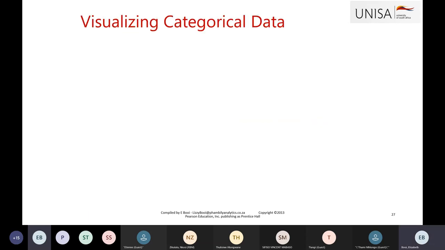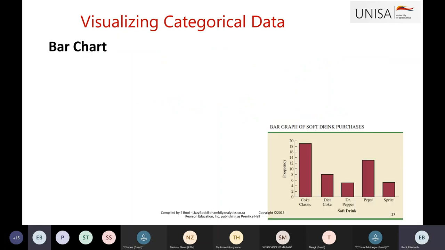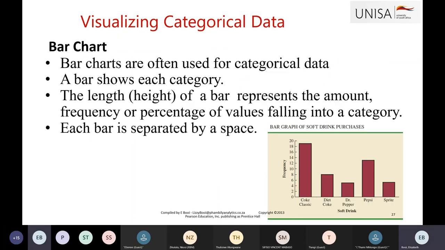Okay, so when we visualize categorical data, we can also visualize it by means of a bar chart. The bars of the graph will represent the individual categories. So every bar represents a category. The height, which is how tall it is, will represent the frequency. Sometimes we can use a relative frequency or a percentage frequency. So the height will represent the amount, the frequency, or the percentage.